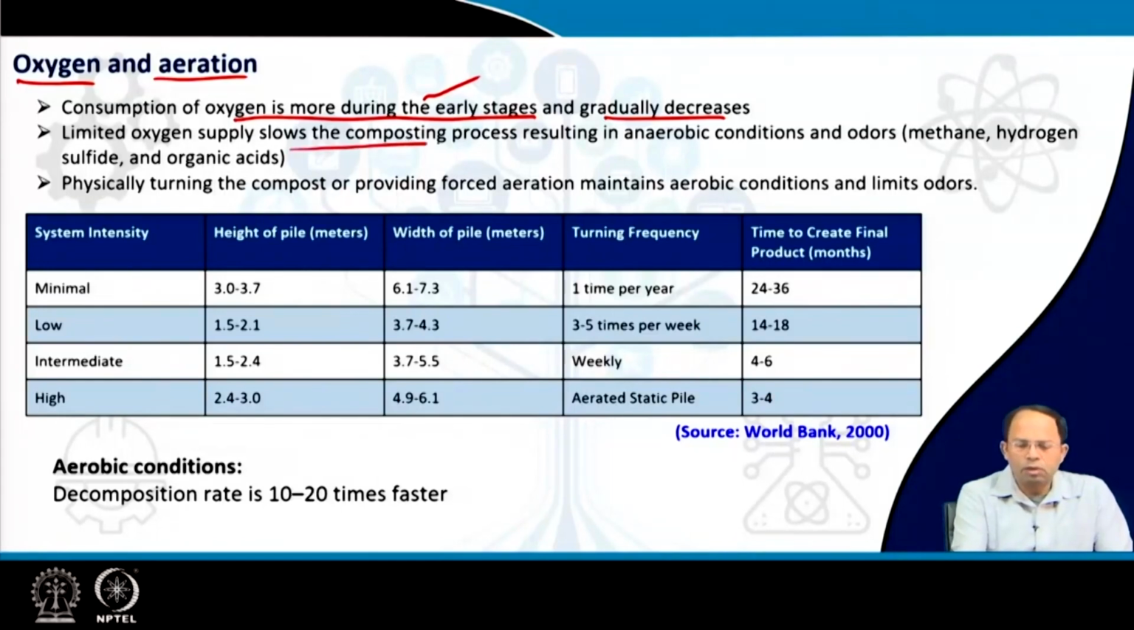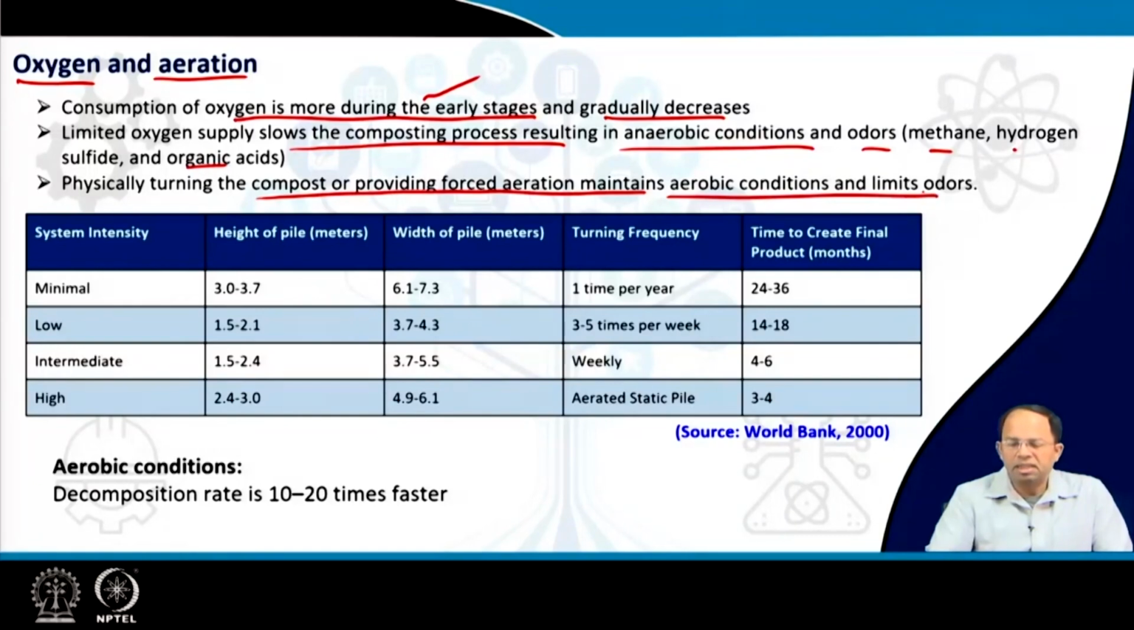Limited oxygen supply slows the composting process, resulting in anaerobic conditions and odors where methane, hydrogen sulfide and organic acids are generated. Physically turning the compost or providing forced aeration means aerobic conditions and limiting odor. So the more we turn, the more we introduce air mechanically, then we can reduce the anaerobic conditions and we can also limit the smells.